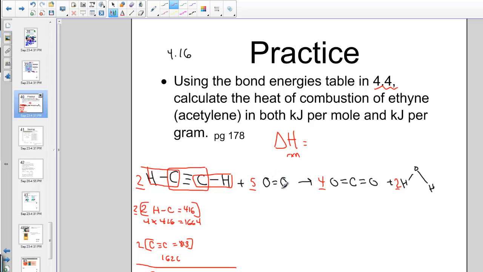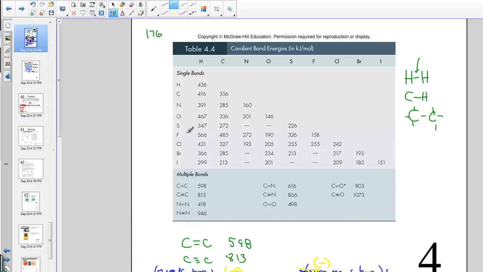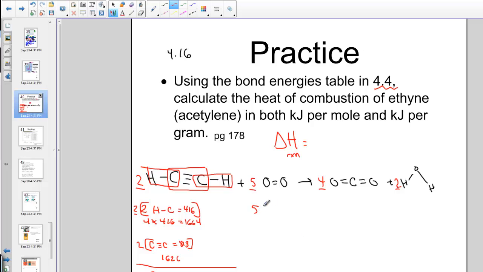How about the 5 oxygens? We need to look up an O double bond O. O double bond O is 498 right here. So an O double bond O is 498, but I have 5 molecules of them. So 5 times 498 is 2475. Alrighty.